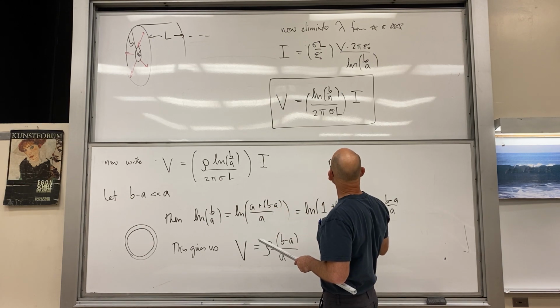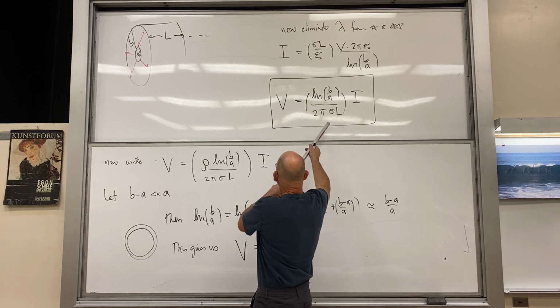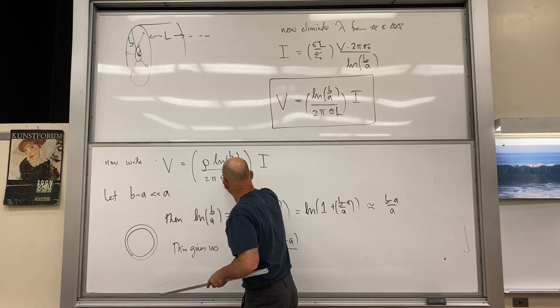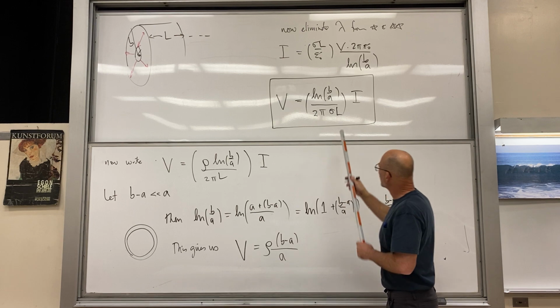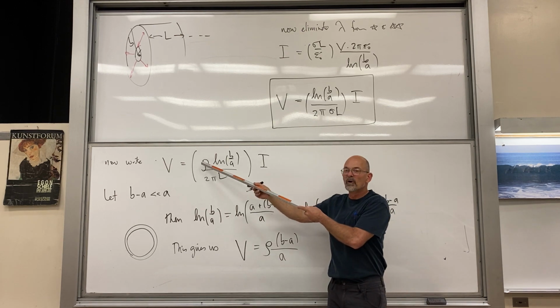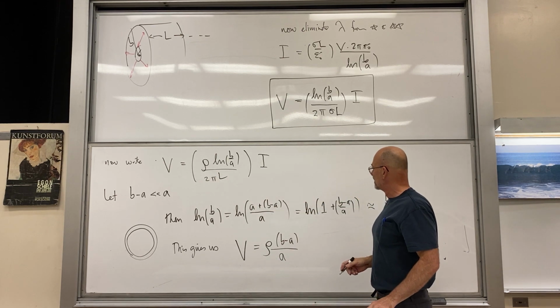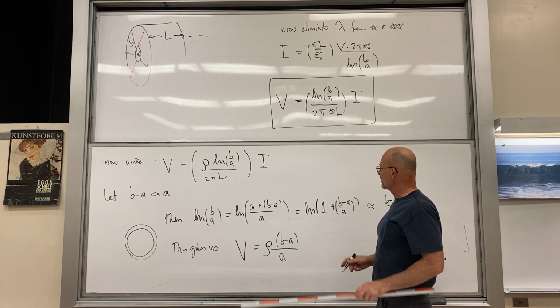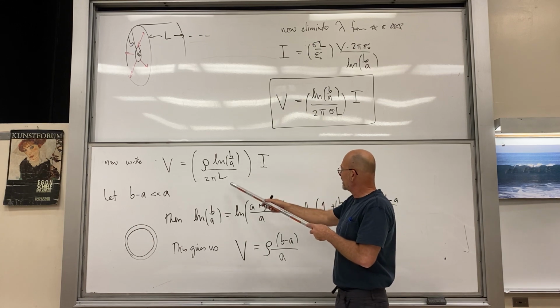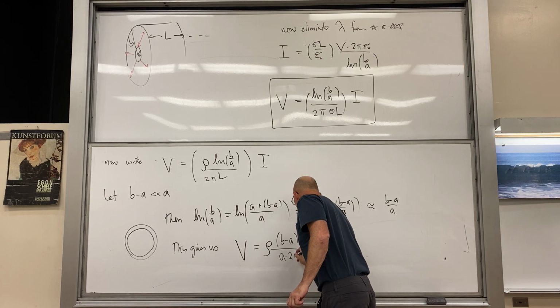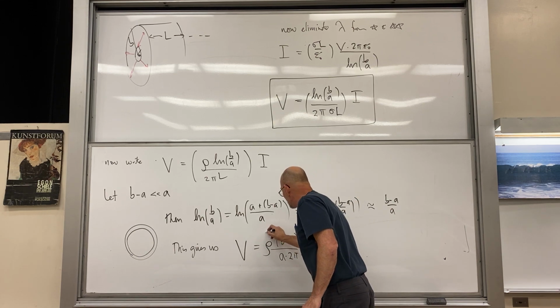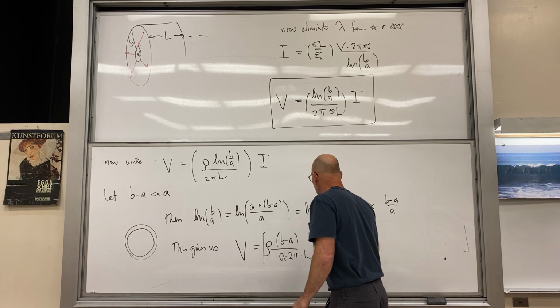I made a mistake here, but we caught it. It's either sigma or rho. Very good, right? We had 1 over sigma, therefore we had rho right there. Okay, caught that. So our rho, B minus A over A, we've got the 2 pi and the L, bracket that again, times the current.